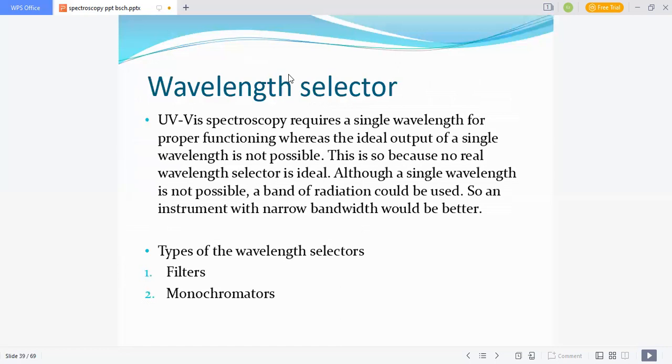Move to next slide. Wavelength selector. UV visible spectroscopy requires a single wavelength for proper functioning, but the ideal output of a single wavelength is not possible. This is so because no real wavelength selector is ideal. Since a single wavelength is not possible, a band of radiation is used, so an instrument with narrow bandwidth would be a better type of wavelength selector. Types: filters and monochromators.